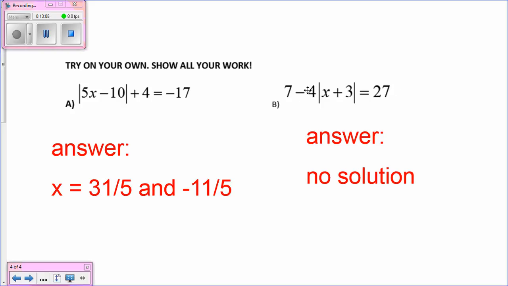Because when I first subtracted the 7 from both sides and divided by negative 4, I probably got an absolute value equal to a negative number. Hopefully you guys caught it. If you have any questions on this stuff, I will go over it in class, so make sure you have specific questions for me.